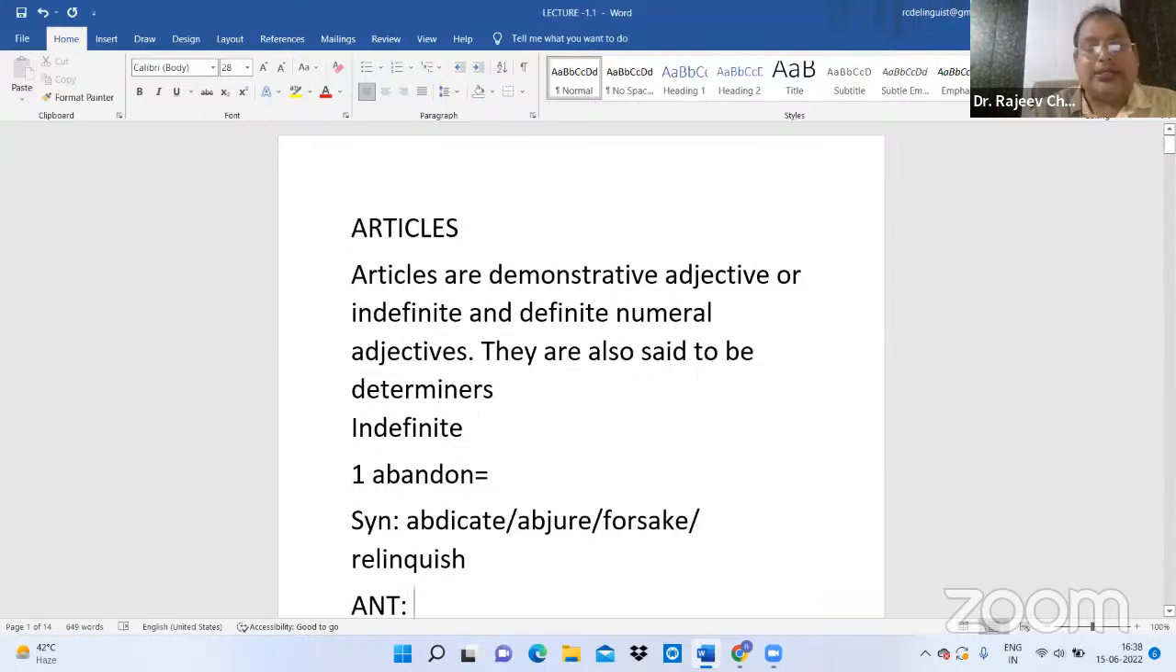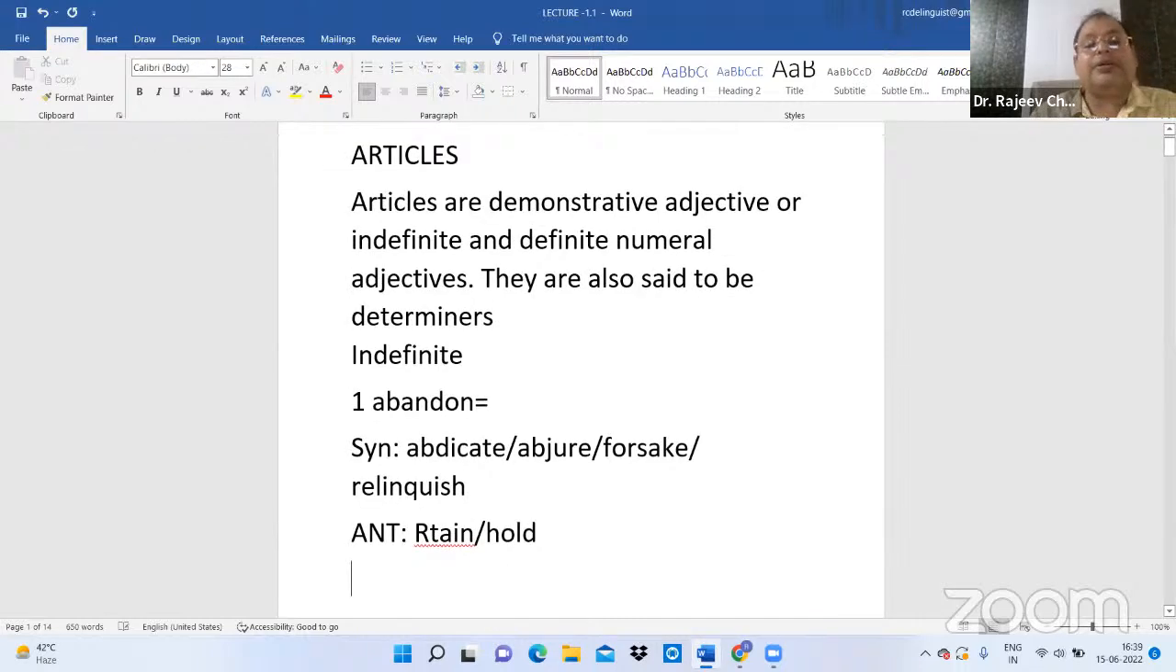So, like this, you have to say. Next is antonym, you have to write. In antonym, you have to write refrain, retain. Retain means to carry something. Abandon, tyag dena. And retain, matlab ki, usko kya karna? Carry karna. Another word, you can say hold also. Retain, or you can say hold.